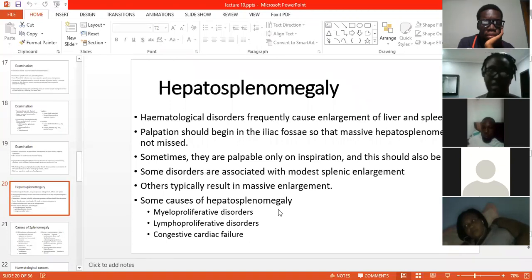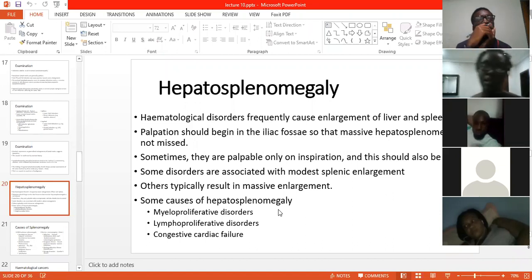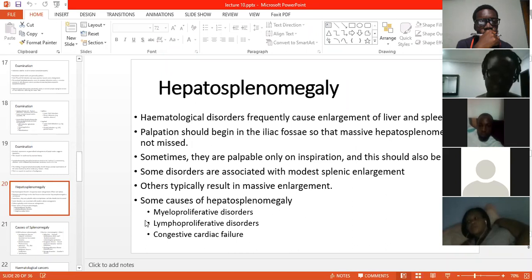And there are certain things that cause a massive hepatosplenomegaly. So myeloproliferative disorders, that is tumors of the bone marrow, or lymphoproliferative disorders, that is tumors of the lymph nodes or lymphatic vessels, and then congestive cardiac failure. These three things would cause hepatosplenomegaly.